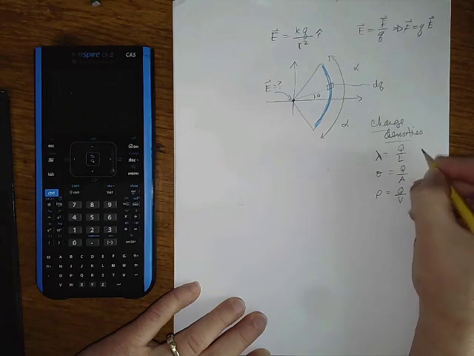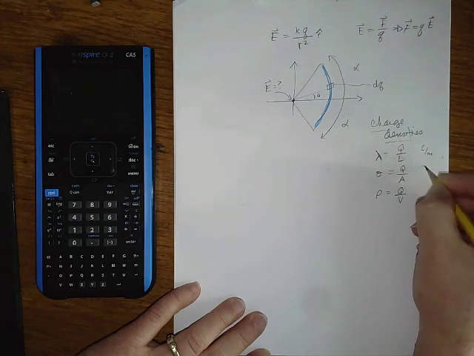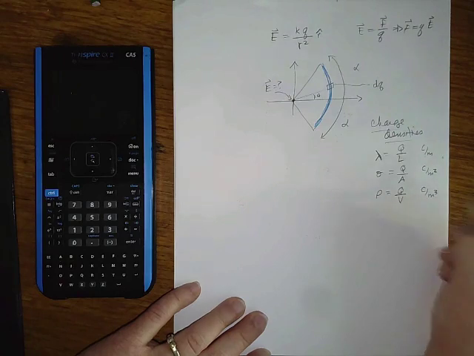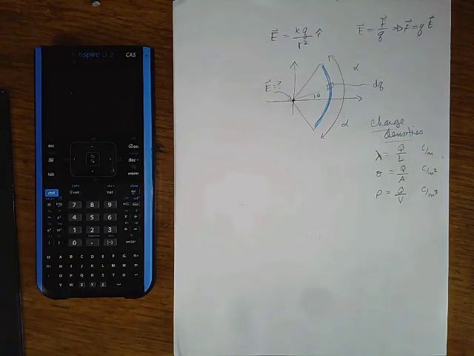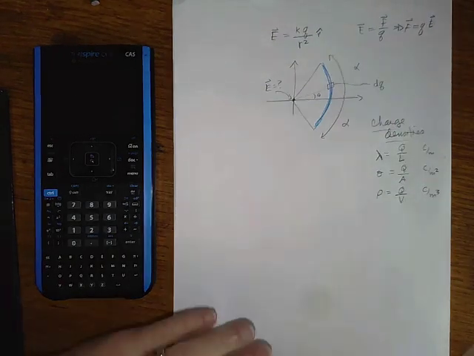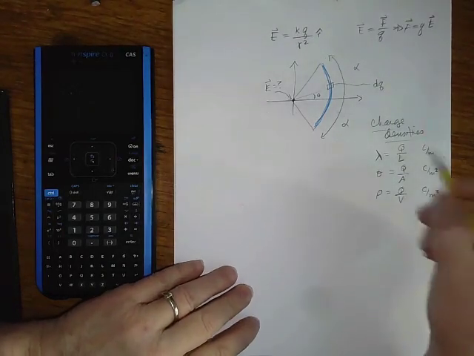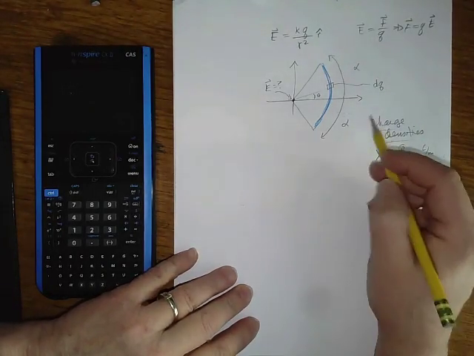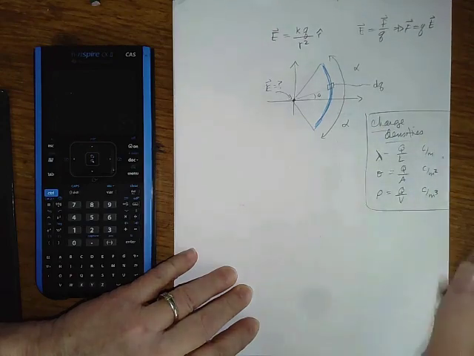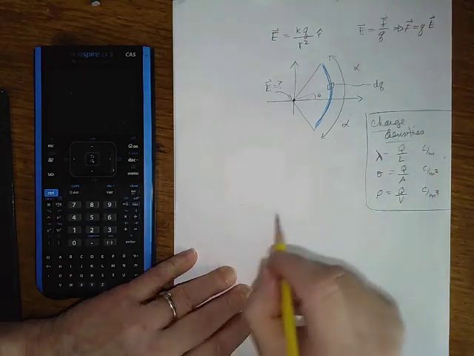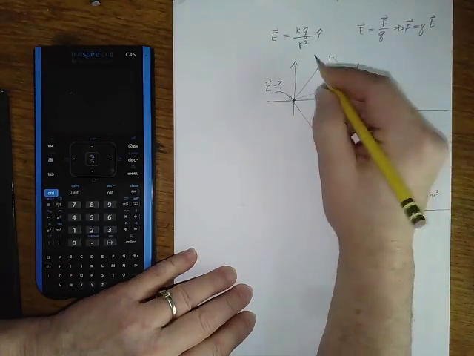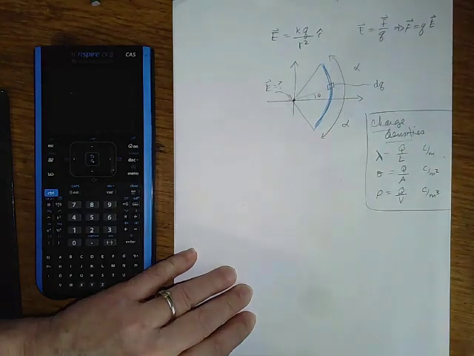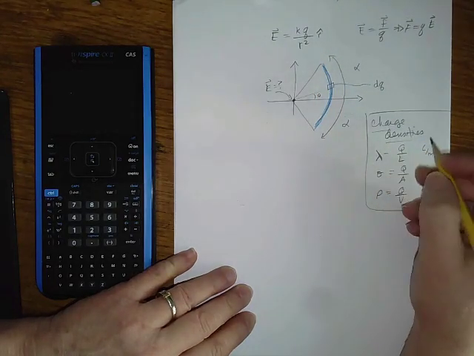All right, so this one would be in coulombs per meter. This one is coulombs per square meter, and this one is coulombs per cubic meter. All right, and so for various types of setups, we may use different types of densities. So that's just a little side note. I think that's on your equation sheet as well. So in this case, we're doing a line of charge. It's a curved line, but still it's a line of charge, so we'll use the lambda kind of idea.